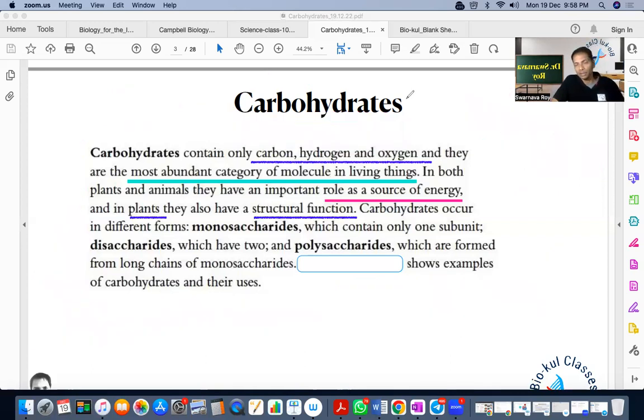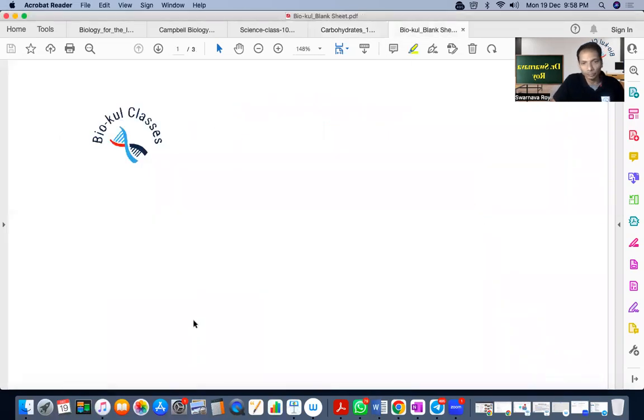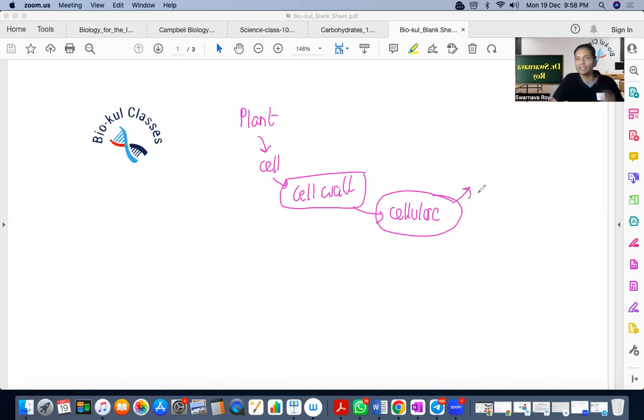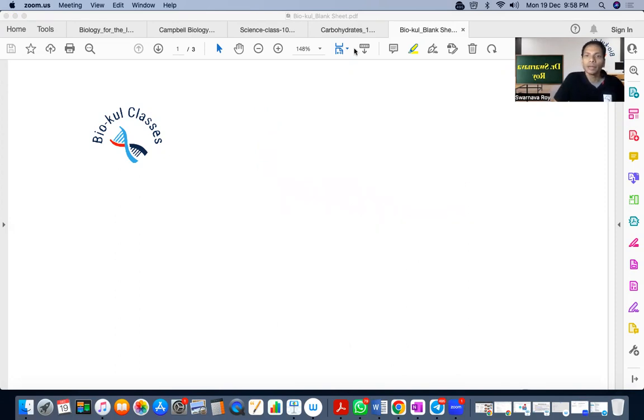What do you mean by structural role? If you go to the plants, a plant cell has a cell wall. This cell wall has cellulose, which we will learn about. Cellulose gives strength to the plant, so it also has a structural role. Coming back to the notes.